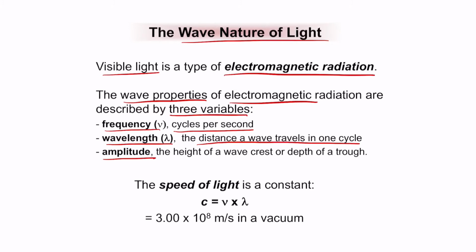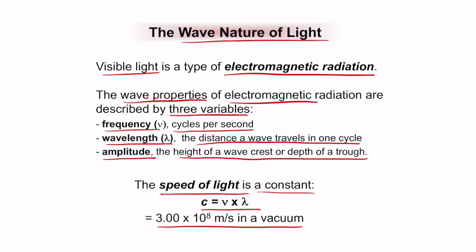And amplitude is the height of a wave crest or the depth of a trough. So the speed of light here is a constant, and that value is given by c, which is v times lambda, which generally is 3 times 10 to the power 8 meter per second.